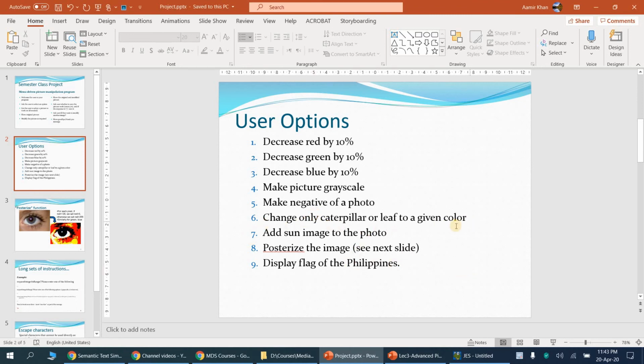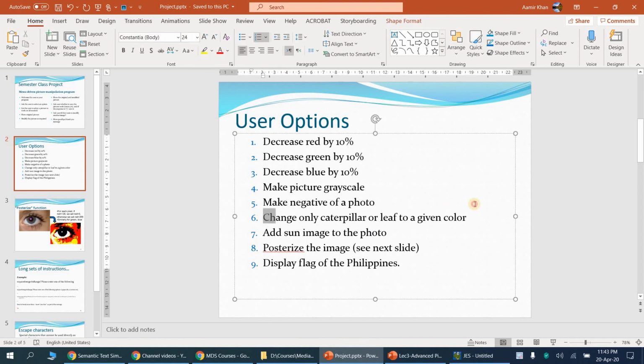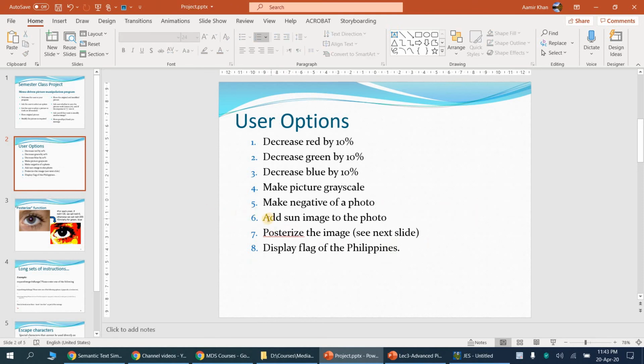Already there are many other things to do, so let me delete another option, this one also. So you have to add a sun image on the picture. You should know how to draw a circle, and the circle should be yellow. If the user selects the 6th option, you should draw a yellow circle on the image that will represent a sun.